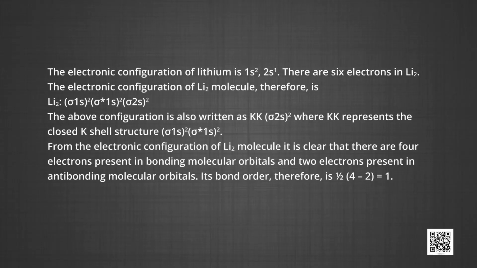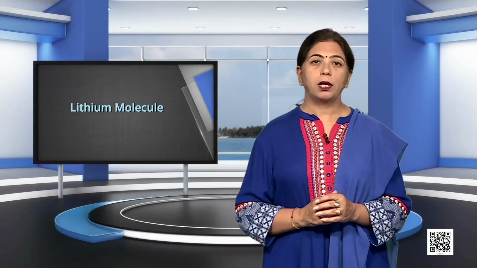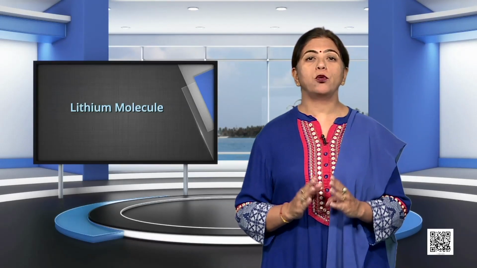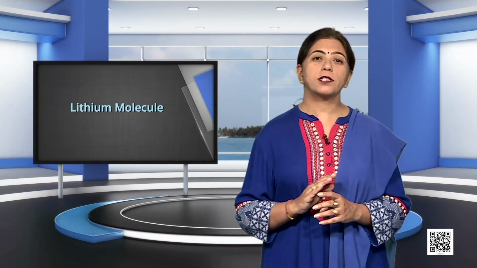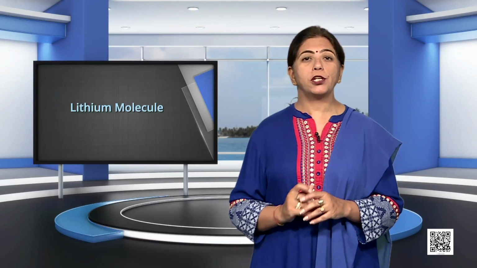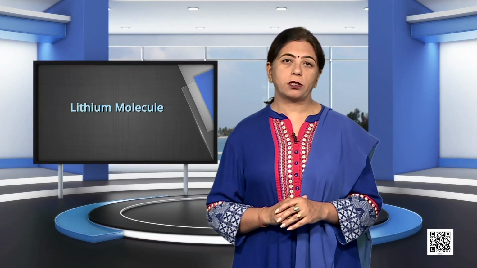From the electronic configuration of the lithium molecule, it is clear that there are 4 electrons present in the bonding molecular orbitals and 2 electrons present in antibonding molecular orbitals. Its bond order is half of 4 minus 2 equals 1. It means that the lithium molecule is stable because the value comes out to be positive, and since it has no unpaired electrons, it should be diamagnetic.